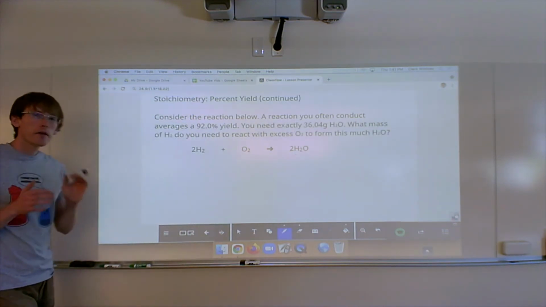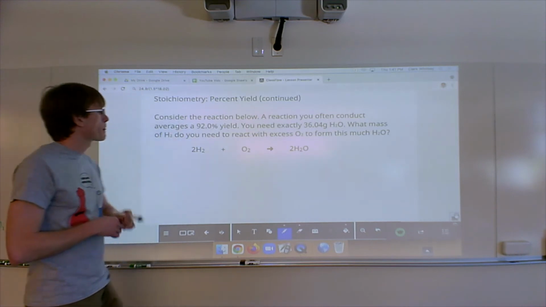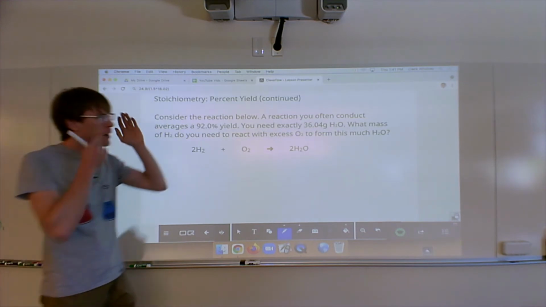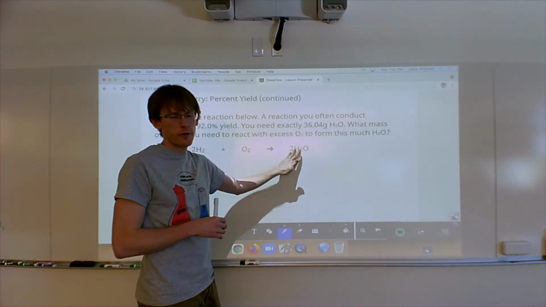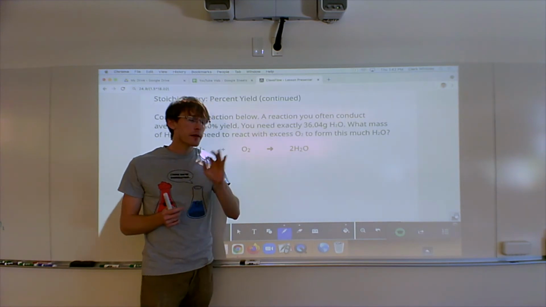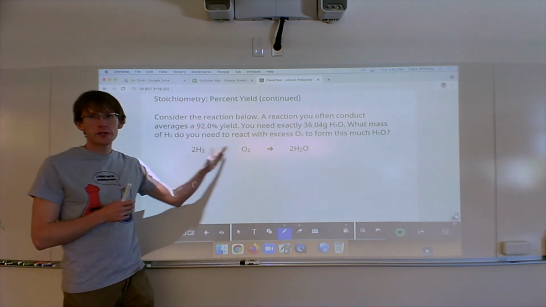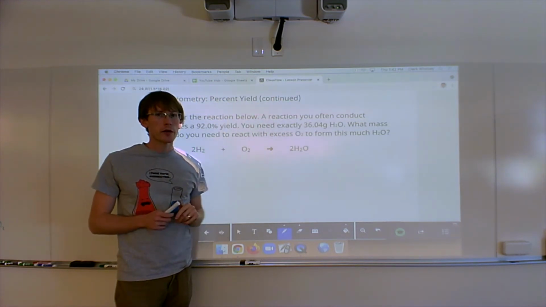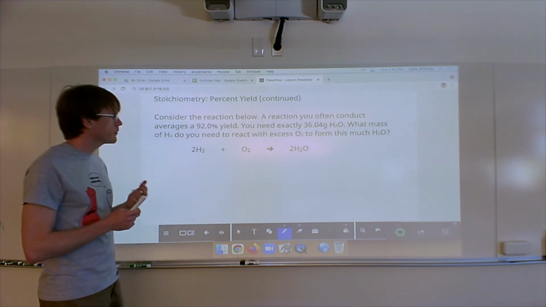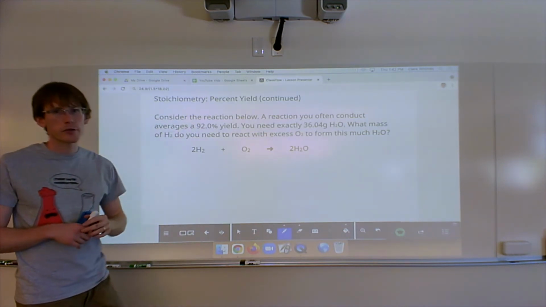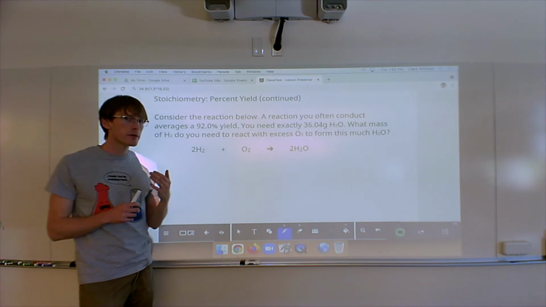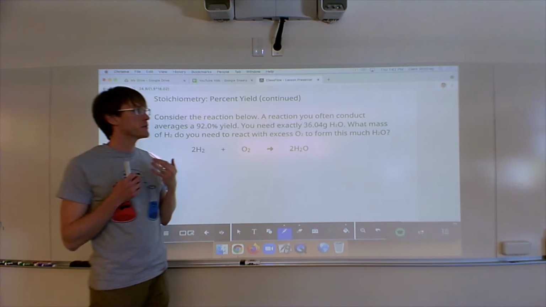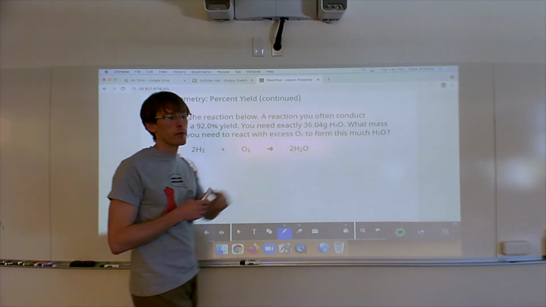Moving on. Another way of looking at percent yield problems is this. We're saying we need to get 36.04 grams of water. But if we aim to use the amounts of hydrogen and oxygen that would give us exactly that on a perfect day, we know that we're going to undershoot it because every single time we do this reaction, we only get 92% yield. So we need to give a little bit more hydrogen and oxygen in order to make this reaction produce the amount of water that we want.